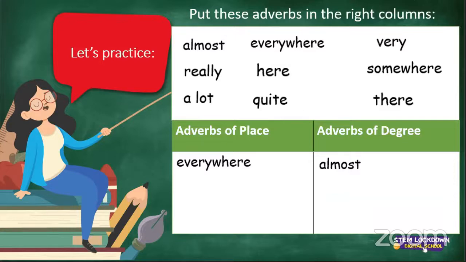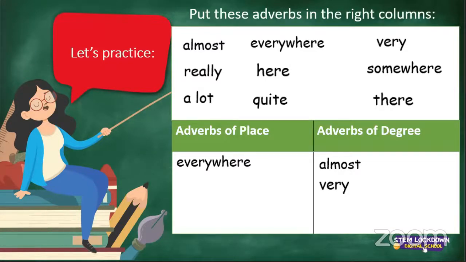You can just write either place or degree in the chat box. Just check your spelling, guys. I know we make finger faults. I know I do that too. Good. Very is an adverb of degree. Good. The next one, really. Is really an adverb of place or is it an adverb of degree?